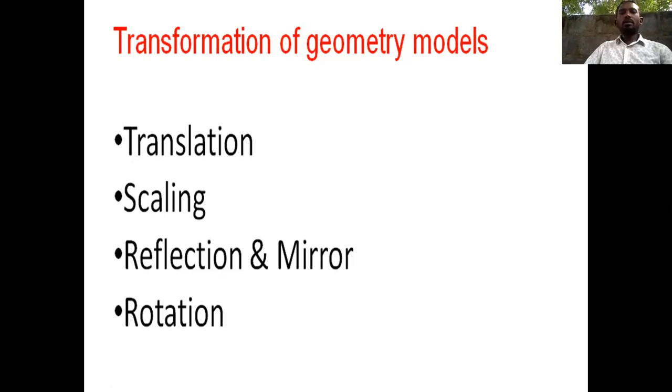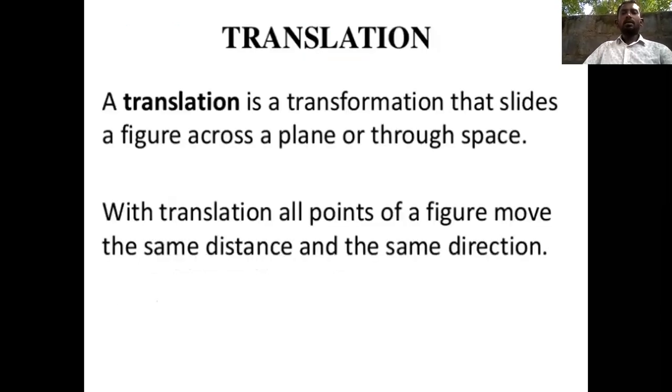So what are the different types? In this one we have translation, scaling, reflection or we can call it mirror, and the last one is rotation. First we can discuss translation. Translation is a transformation that slides a figure across the plane or through space. With the translation, all points of a figure move the same distance and in the same direction.